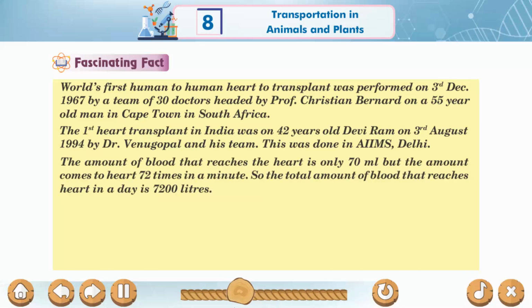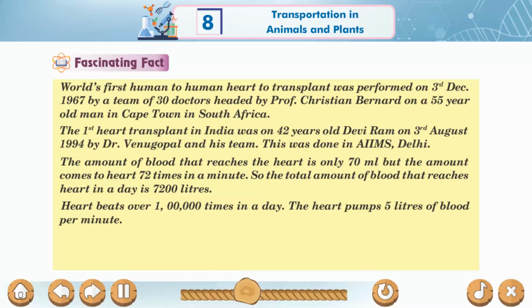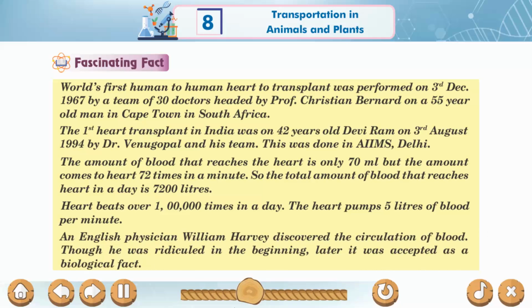The amount of blood that reaches the heart is only 70 ml, but the amount comes to heart 72 times in a minute. So the total amount of blood that reaches heart in a day is 7,200 liters. Heart beats over 1 lakh times in a day. The heart pumps 5 liters of blood per minute. An English physician, William Harvey, discovered the circulation of blood. Though he was ridiculed in the beginning, later it was accepted as a biological fact.